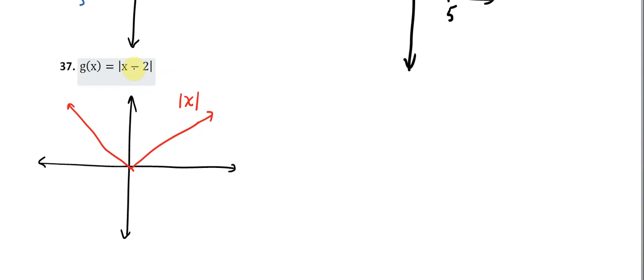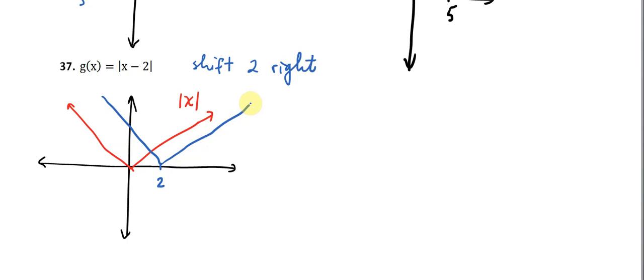Now, if we were to have this x minus 2, well, this is a shift of 2 units to the right. Okay, so I guess I can graph it on here directly. This would be where 2 is at. So if I take the red graph and shift it over 2 to the right, then I have the blue graph. That's g of x right here.